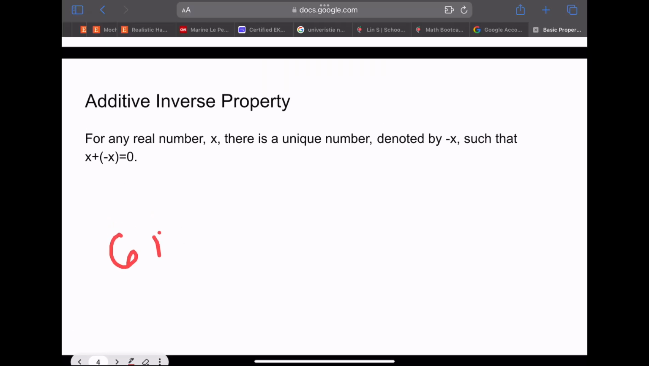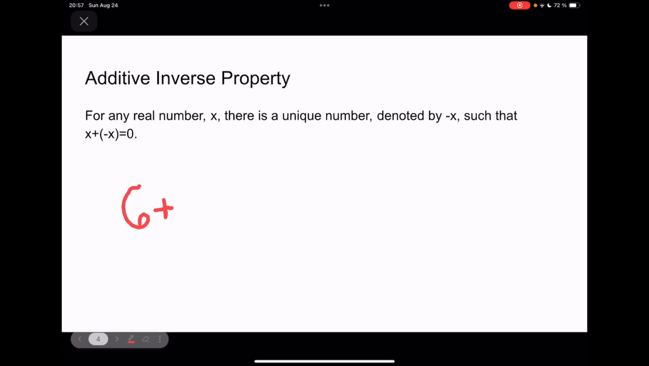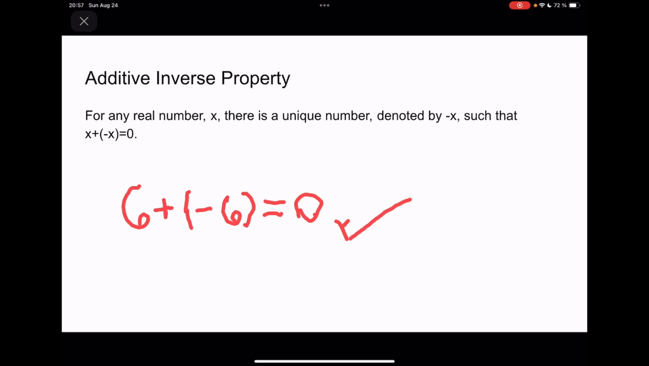6 plus negative 6 equals 0, okay? This checks out. This works.